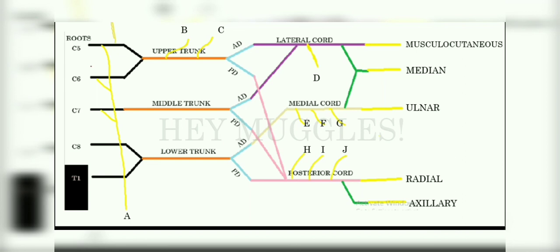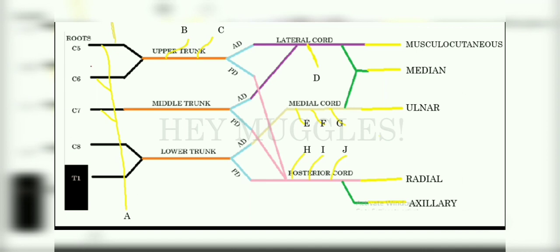I hope you have understood everything, but just a quick recap. The long thoracic nerve arises from root C5, C6, C7. From root C5 there arises the dorsal scapular nerve. From the upper trunk there are 2 branches, that is nerve to subclavius and suprascapular nerve. From the lateral cord there arises the lateral pectoral nerve. From the medial cord we have the medial cutaneous nerve of arm, forearm, and medial pectoral nerve.